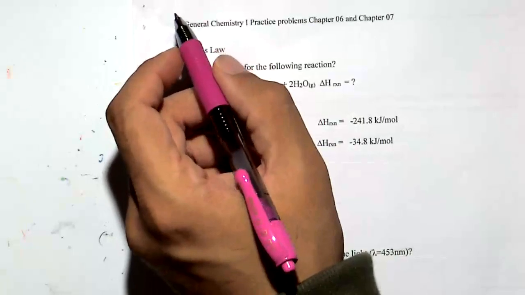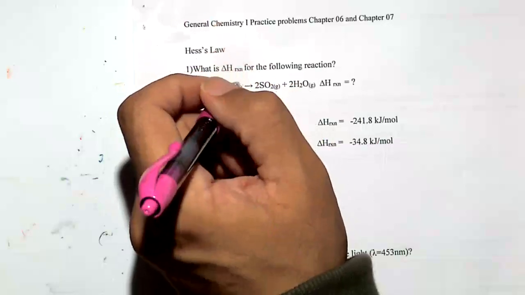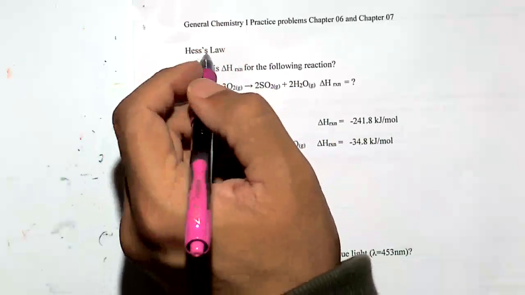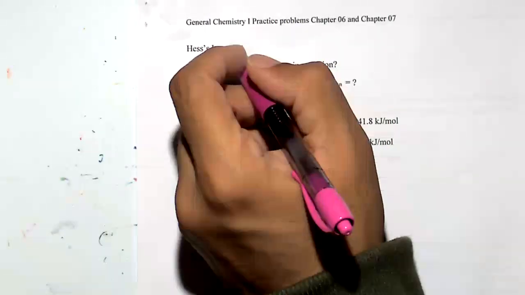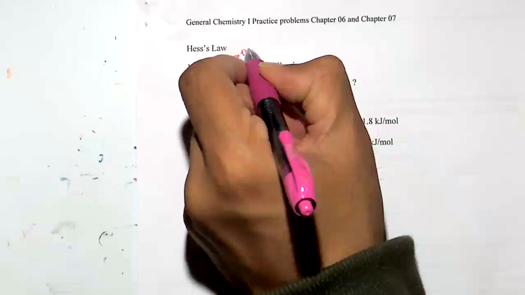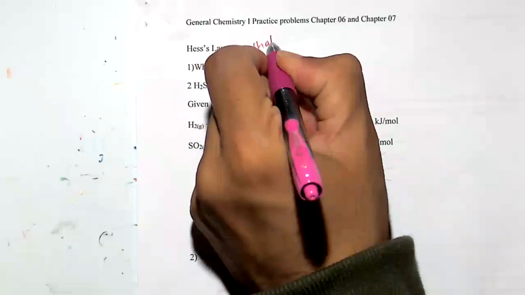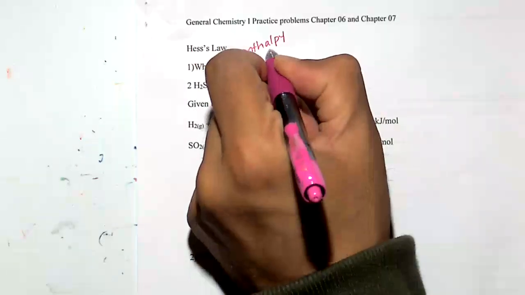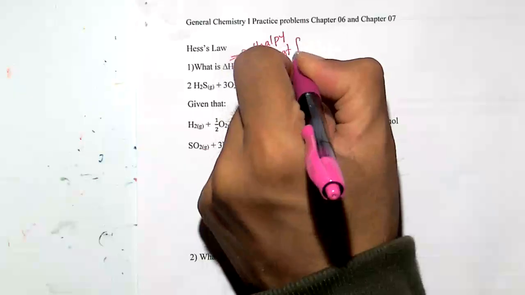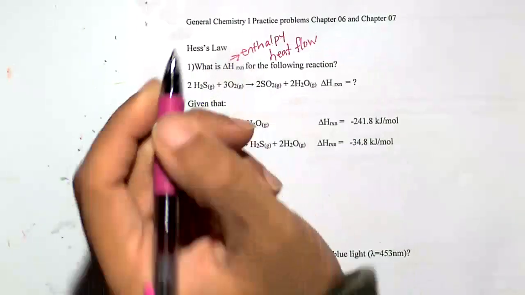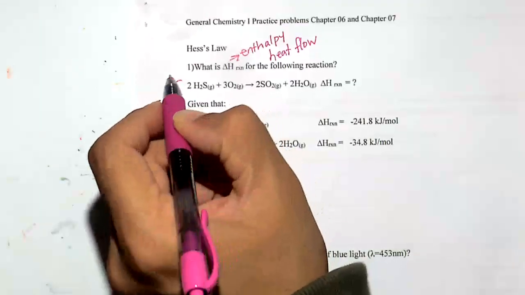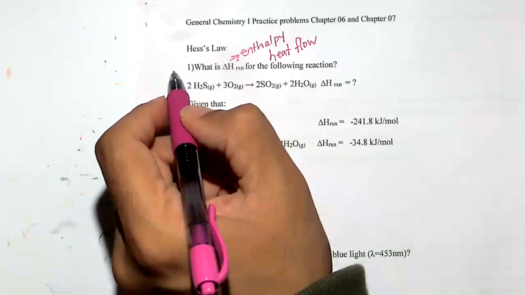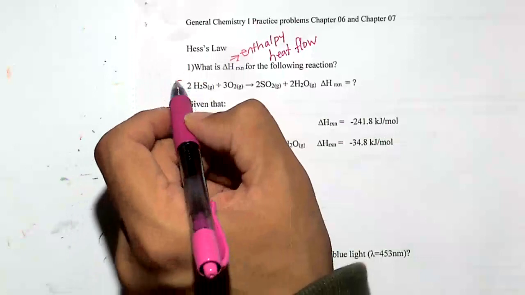All right, so we'll first do a problem on Hess's law. This is a thermodynamics problem. Delta H of a reaction, so delta H stands for enthalpy, and it means heat flow. So here in Hess's law, we have to do some manipulation.